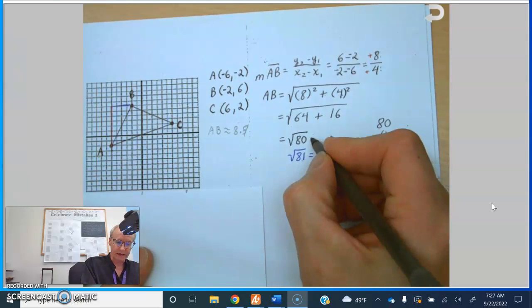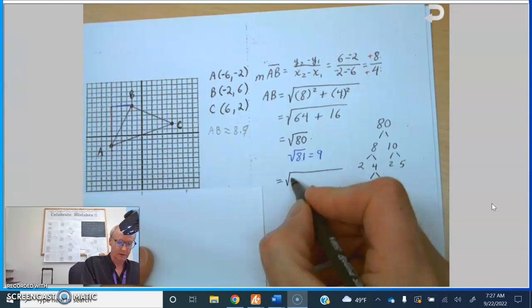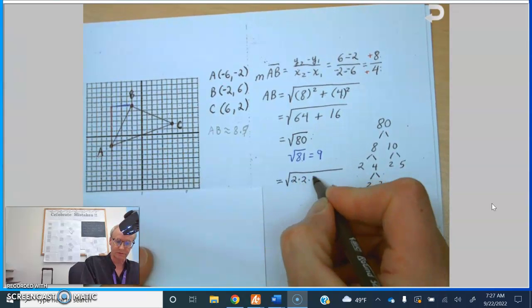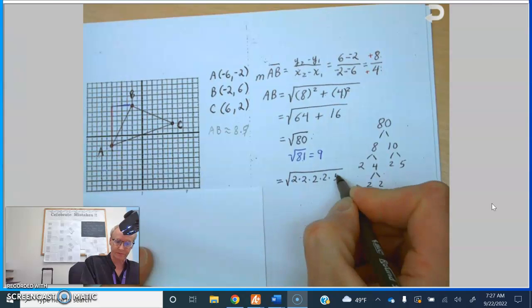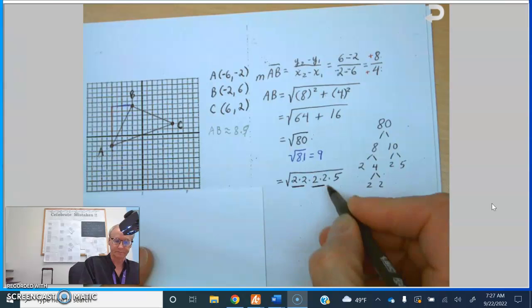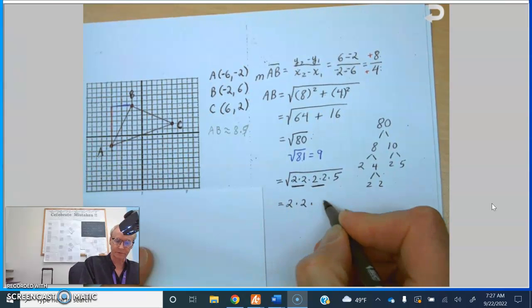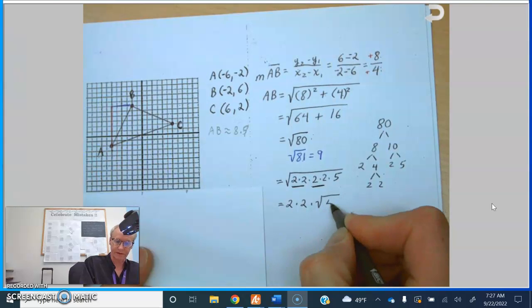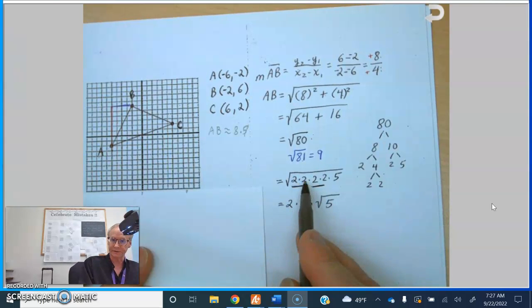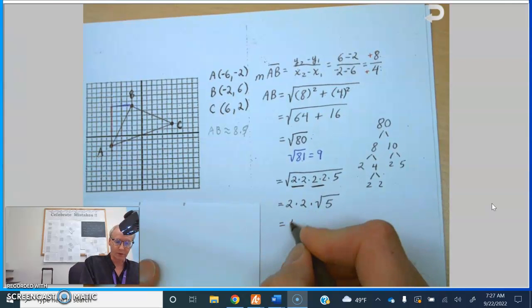That means that 80, the square root of 80, is 2 times 2 times 2 times 2 times 5. I can take out this pair, and I can take out this pair. That is 2 times 2 times the square root of 5. I took this pair out of the radical, and this pair out of the radical, and I get 4 root 5.